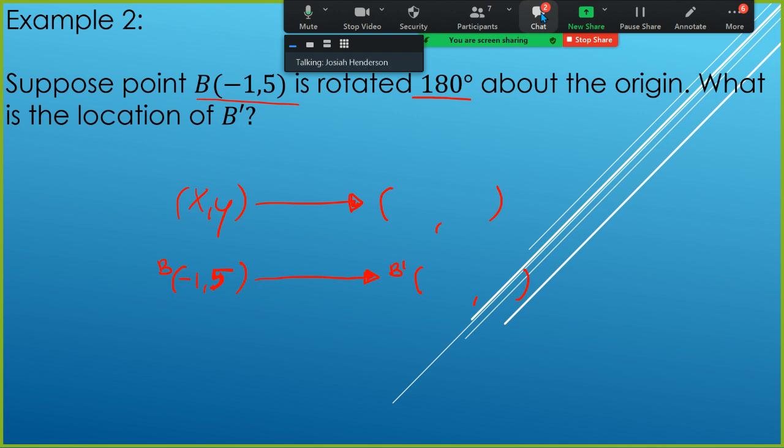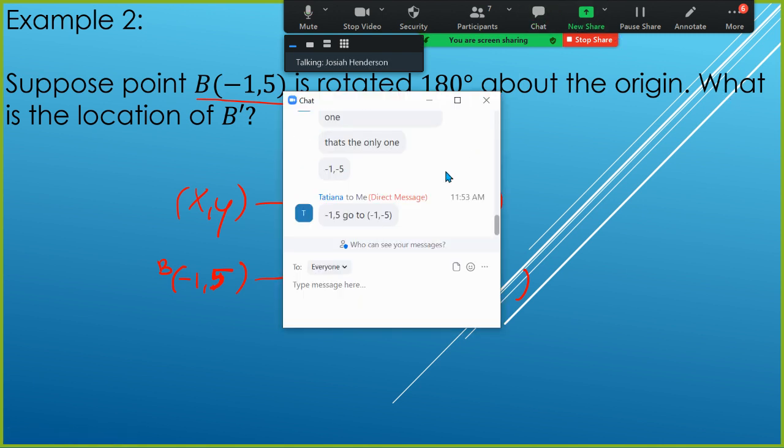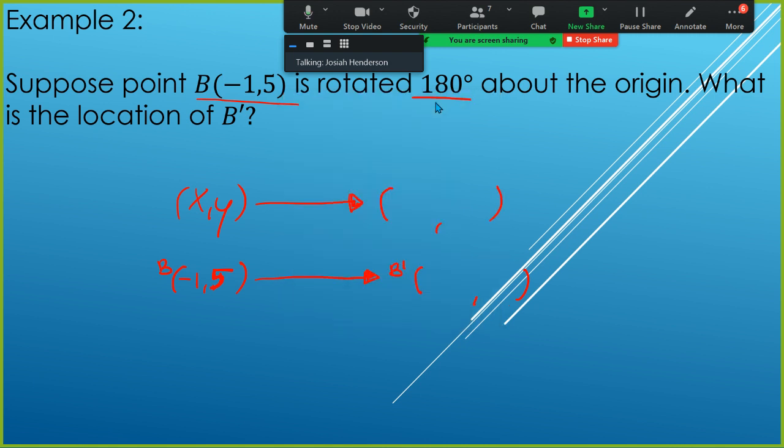All right. So it looks like 2 of you have answered. We're doing the 180 rotate rule for the point -1, 5. Good job. Who was that? Anaya and Tatiana. Thank you both for trying it. And I think you both got it right. Let's go over the rule again quick. The 180 rule is all xy's turn into -x, -y.